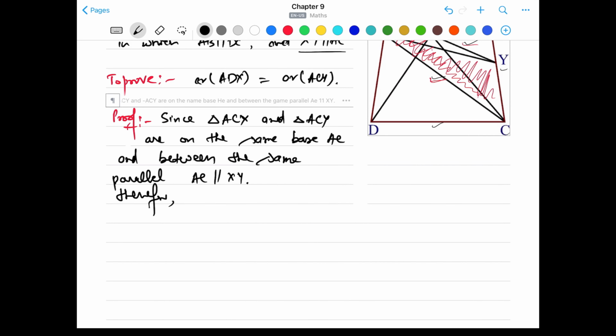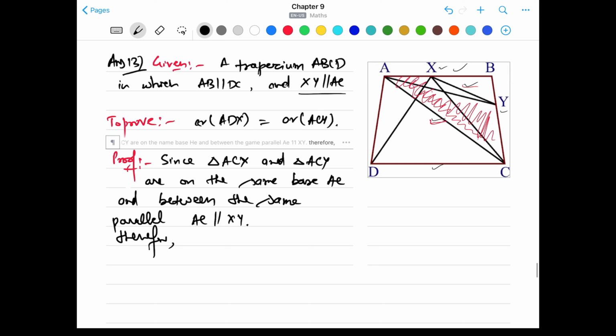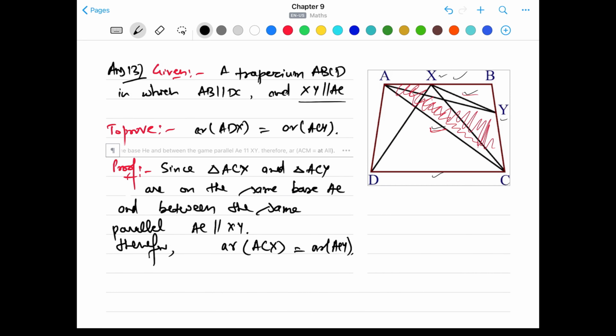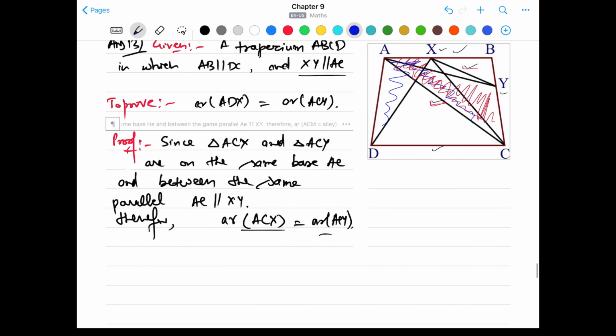therefore what we get is that the area of triangle ACX will be equal to area of triangle ACY. So what we got is the area of triangle ACX equals area of triangle ACY. Now what we are going to do is consider the two triangles AXD and AXC, this one.